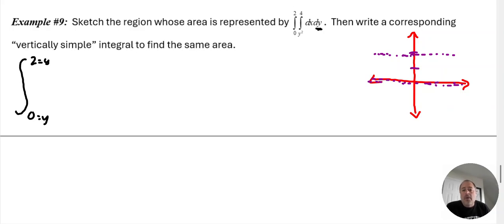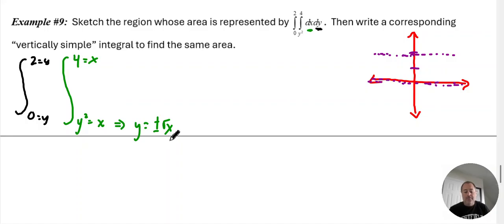And then what's more important and easier for us to understand here is to look at what the functions are going to be. So we have a 4 and we have a y squared. Well, this is in terms of x. So we have y squared equaling x and an x equaling 4. We can rewrite this function as y is equal to the positive and the negative square root of x. So we want to draft that.